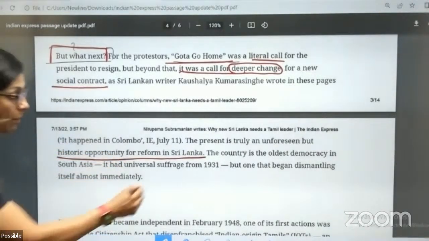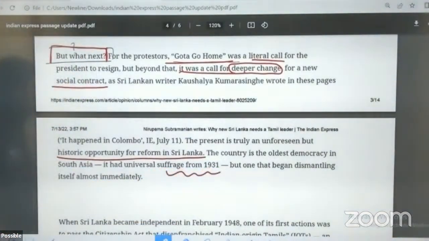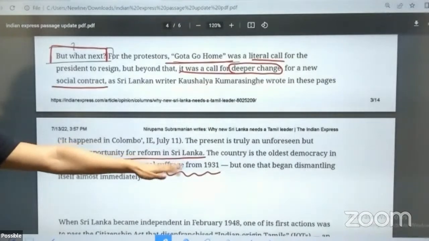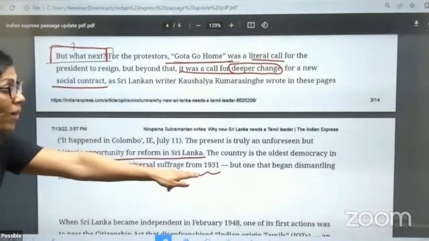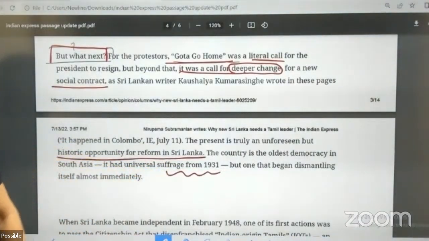Now the author brings in tidbits from history. Even if you don't know what happened in 1931, even if you don't know that tidbit, still can you understand these words that I have underlined? Deeper change, social contract, historic opportunity for Sri Lanka to reform, right? Even if I don't know this 1931 reference, it does not matter. Even if it is a part of your passage, it will not hamper you from answering any question, because no one is going to ask you what happened in 1931. It's not a history test.